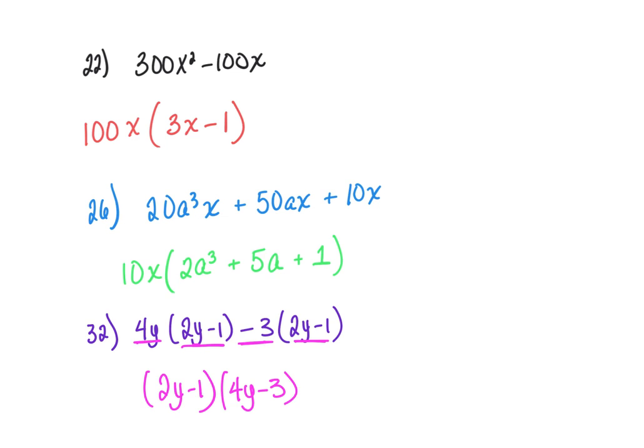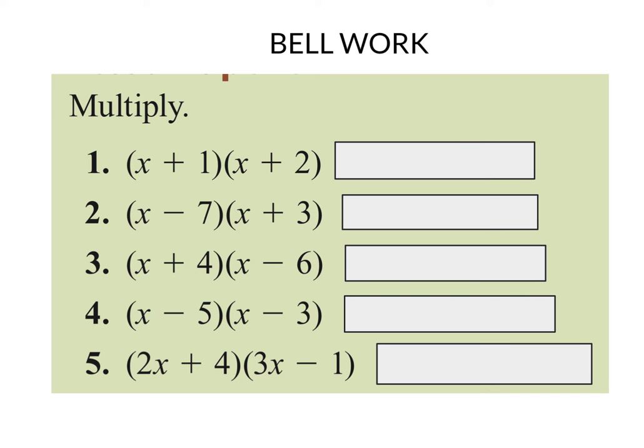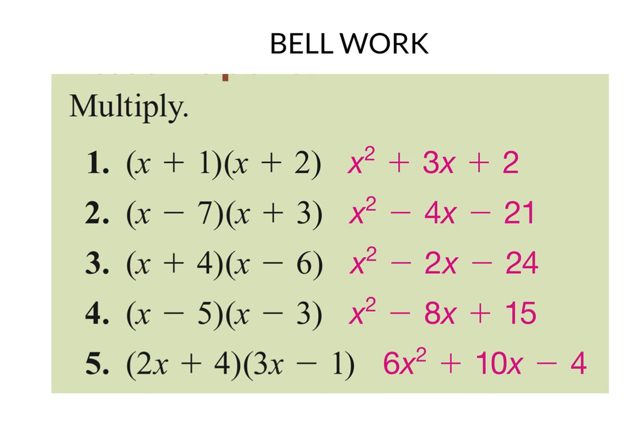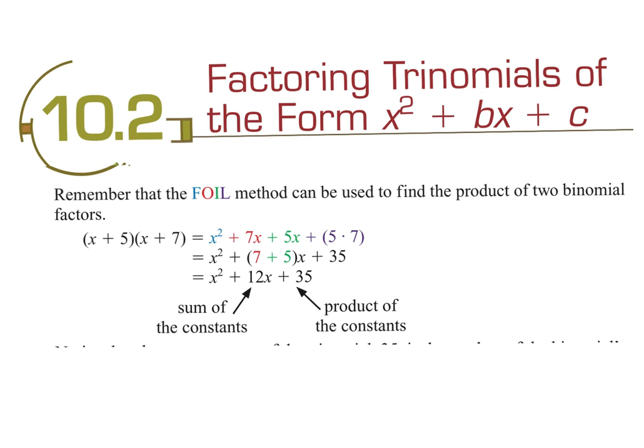All right. Let's check your answers here. For the first one, you should get x squared plus 3x plus 2. X squared minus 4x minus 21. X squared minus 2x minus 24. X squared minus 8x plus 15, and 6x squared plus 10x minus 4. How did we do? All right, so from your bell work, you hopefully remember the FOIL method.